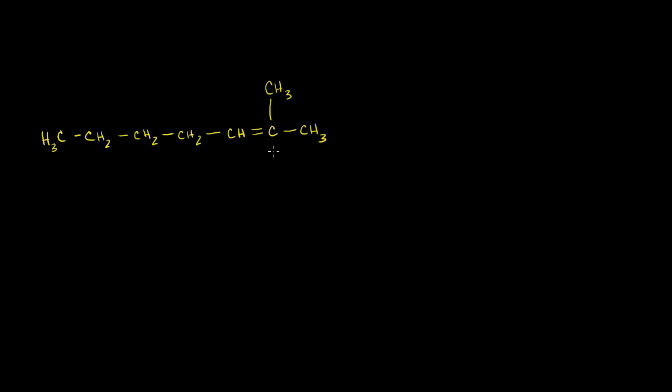The double bond actually will take precedence over any other groups that are attached to it. There will be other groups that will take precedence in the future. But the double bond takes precedence over this side chain, this methyl group. But it doesn't matter in this case. We'd want to start numbering at this end.